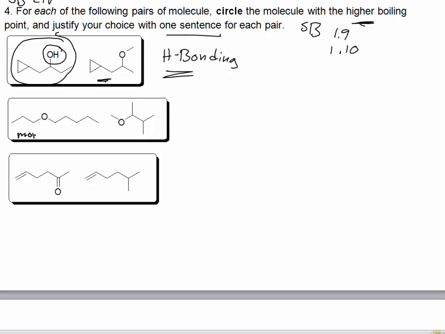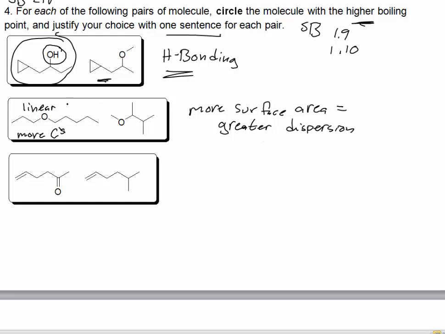The next one, there are a few more carbons here, and this is linear, has more surface area, and that equals greater dispersion forces. A lot of students just said there's more carbons over there, so it wins. Well, that's not necessarily true. More surface area, greater dispersion, which is one of the 3 intermolecular forces, is what we want to discuss here. When we have this molecule that's shaped more like a softball, it doesn't have as much surface area.